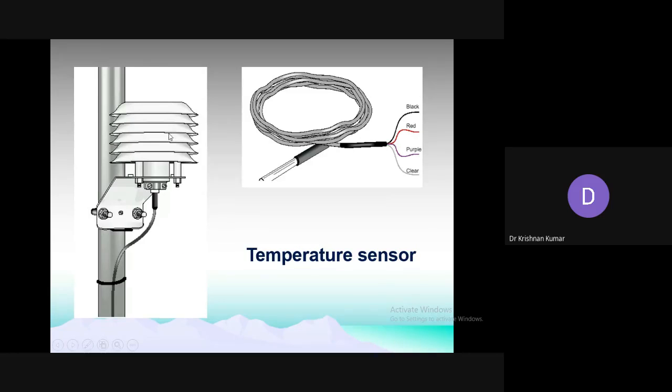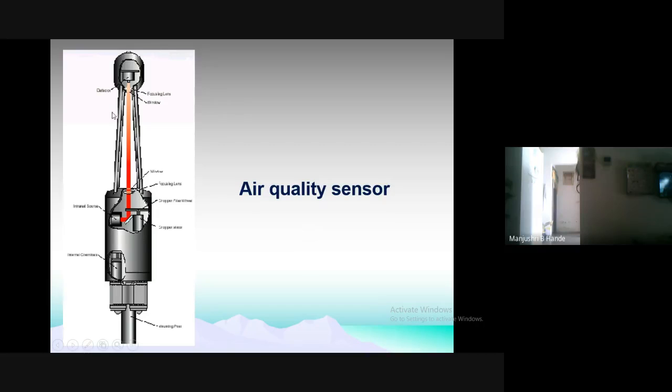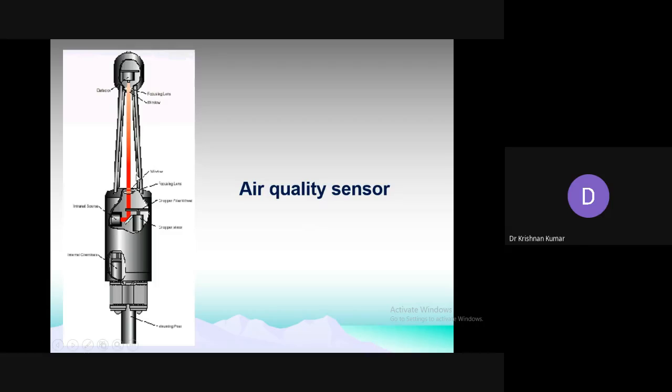Yeah, this is the mounting gadget. Now this is the air quality sensor. From this we can find the contamination. This also uses infrared, and how much contamination is there is correspondingly calibrated.